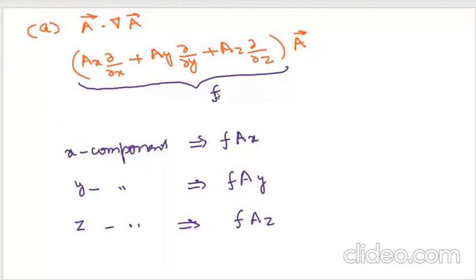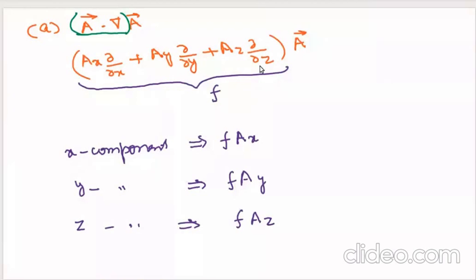gradient of a. So here a is a vector, and if you consider this term, you can take the a dot gradient, this del operator. So it will be ax del by del x plus ay del by del y plus az del by del z, and then you are multiplying this, operating this overall term with vector a.